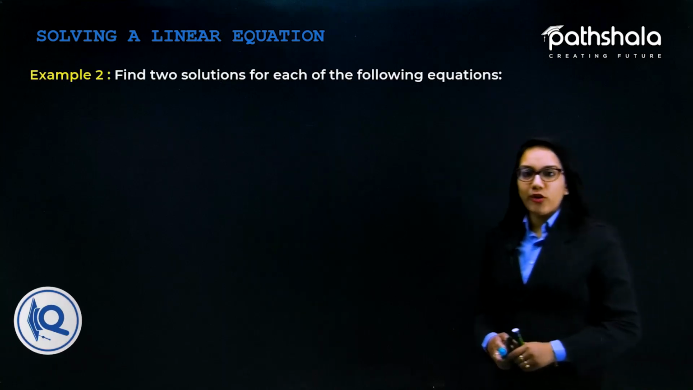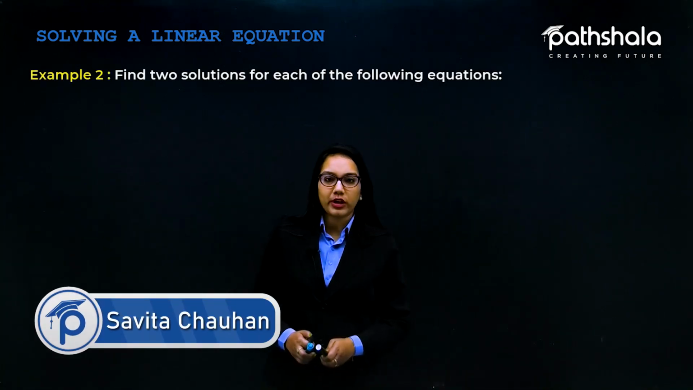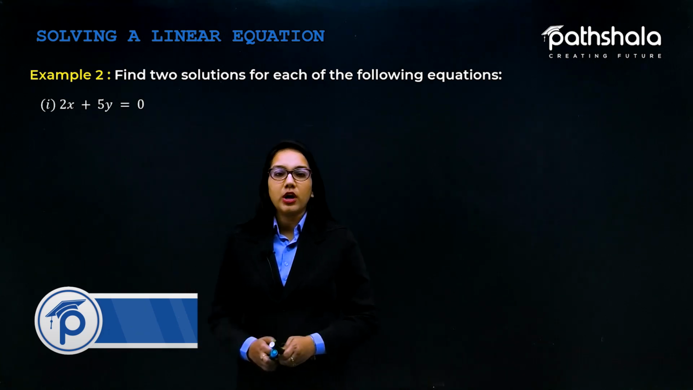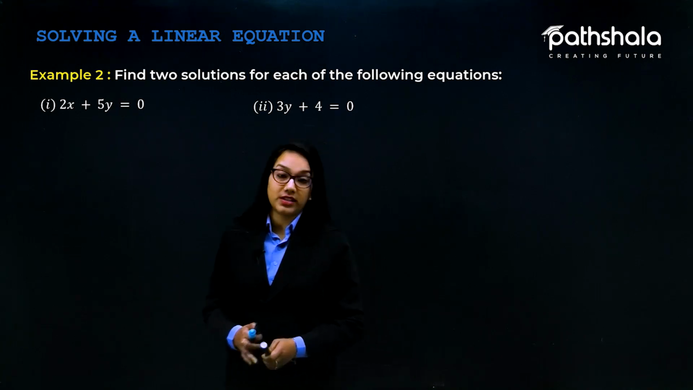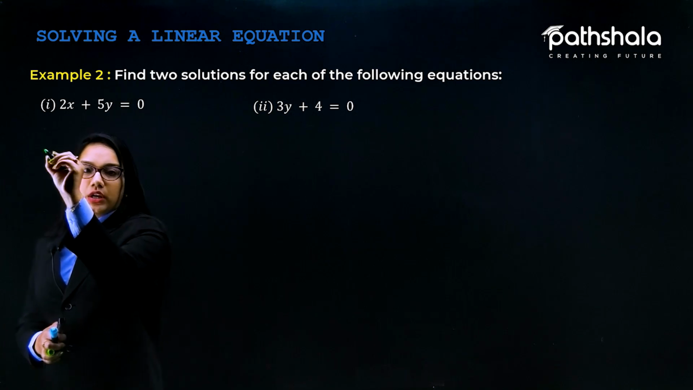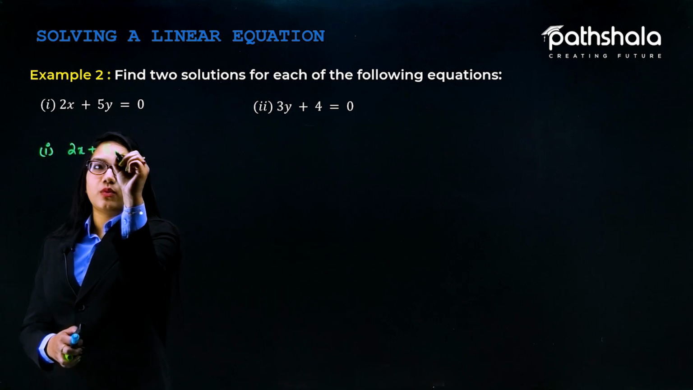Now let's move on further and talk about example number 2, which says find two solutions for each of the following equations. The very first equation is 2x plus 5y is equal to 0. The next one is 3y plus 4 is equal to 0. Let us suppose I'm starting with the very first equation, 2x plus 5y is equal to 0.